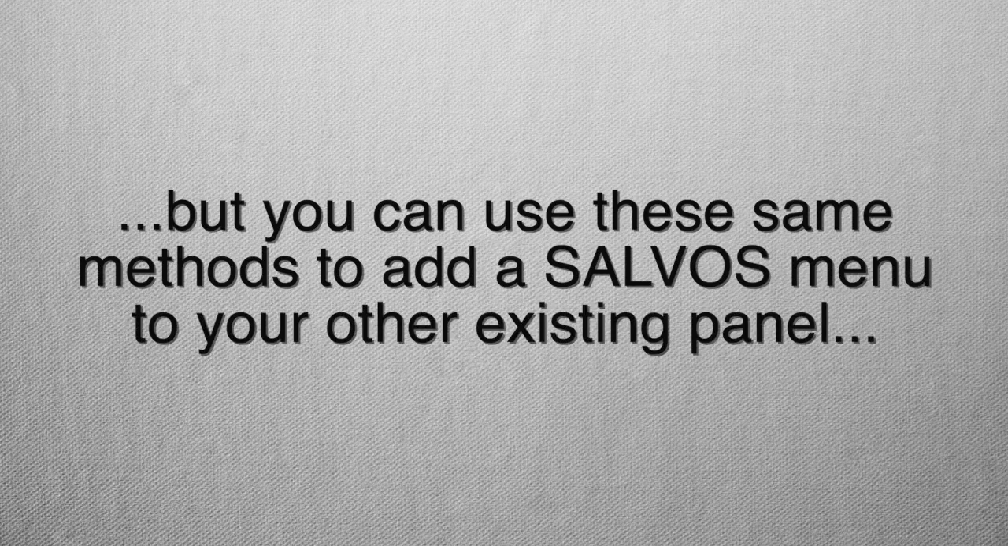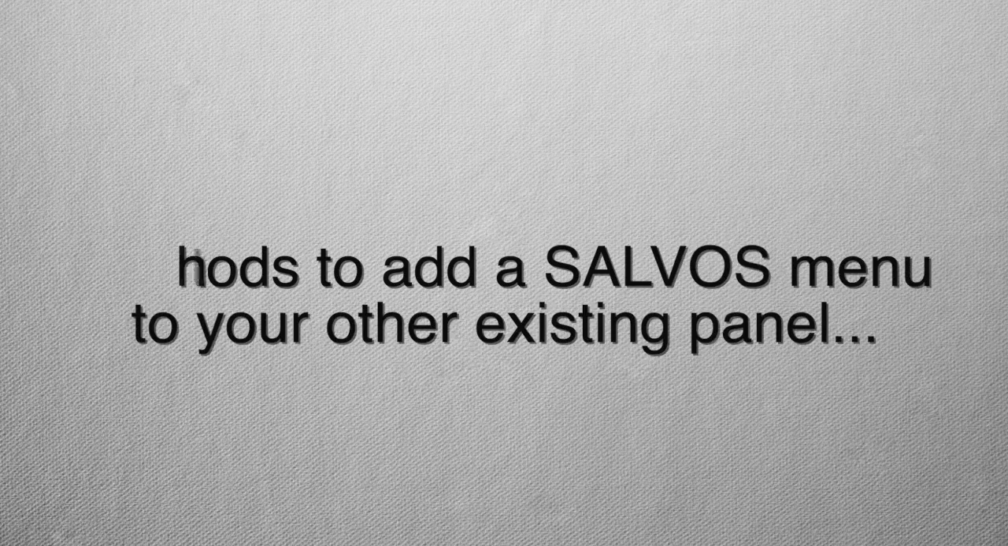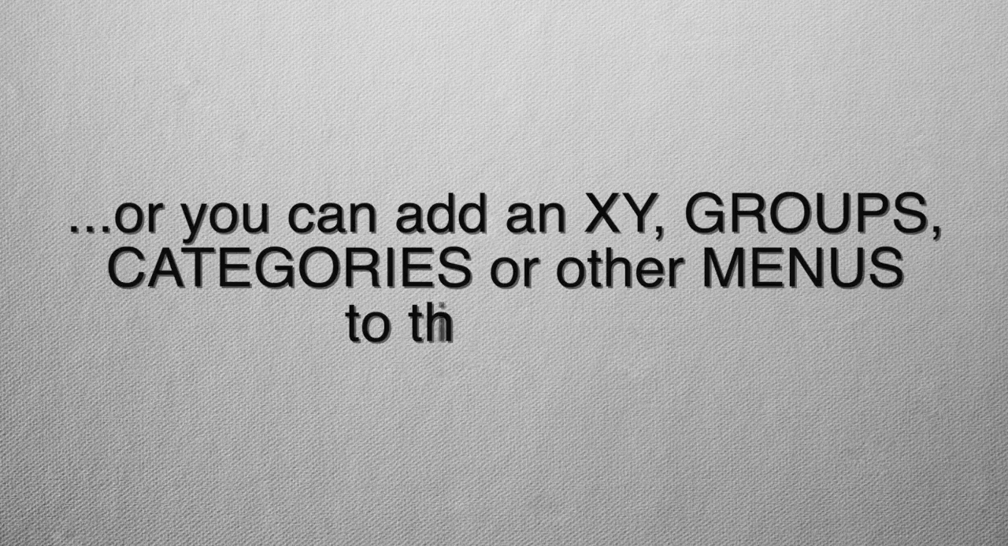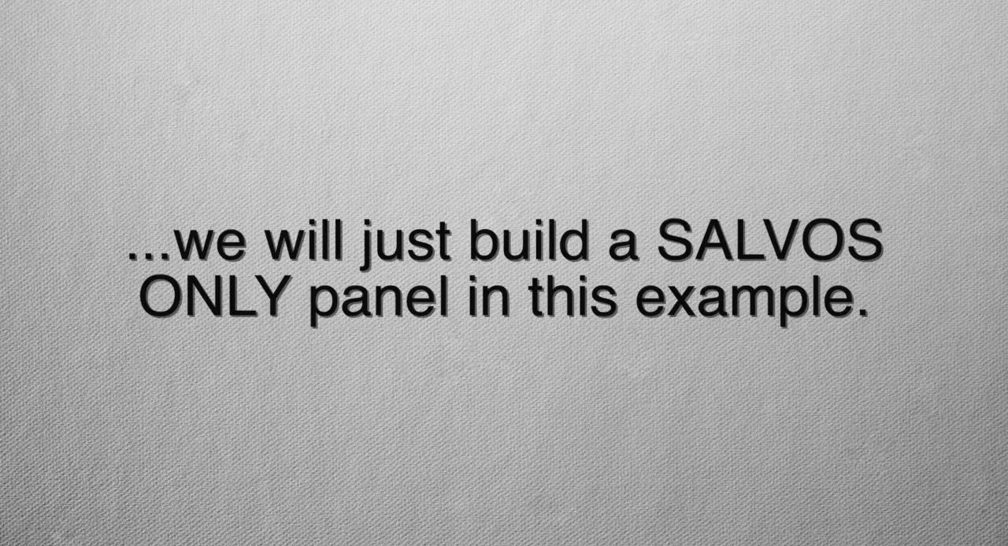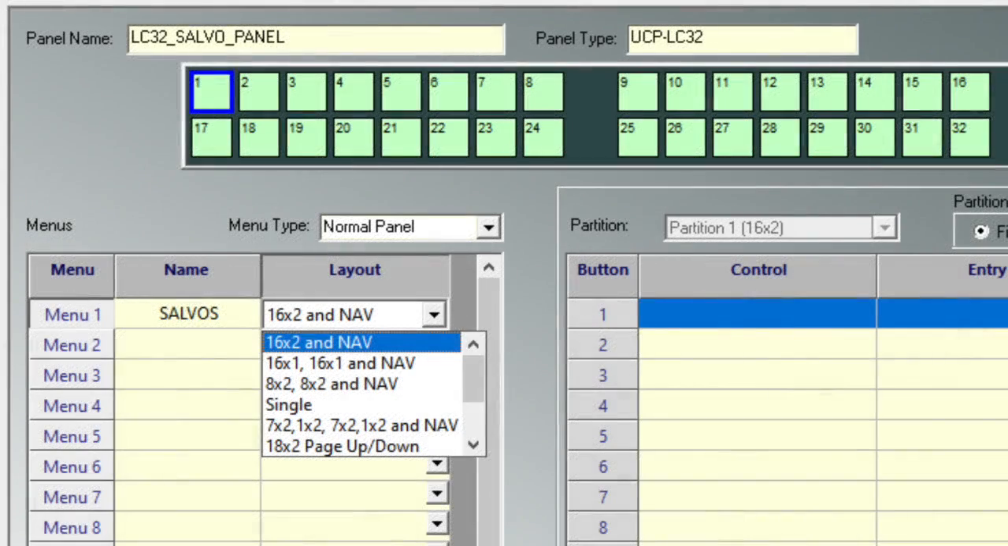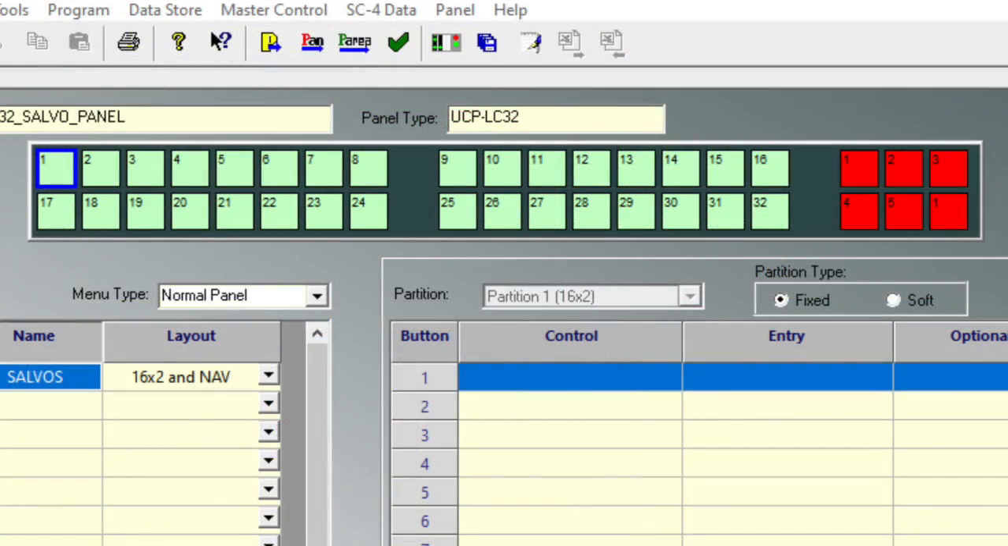But you can use these same methods to add a Salvos menu to your other existing panel, or you can add an XY, groups, categories, or other menus to this panel. Since those other menu options are covered in our other videos, we will just build a Salvos only panel in this example. Next, you will need to select the layout of this menu. On an LC32, 16x2 and nav is a good option. That means you have one 32 button partition and the necessary navigation buttons.